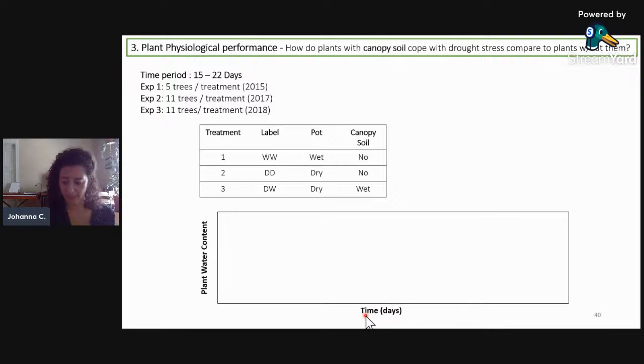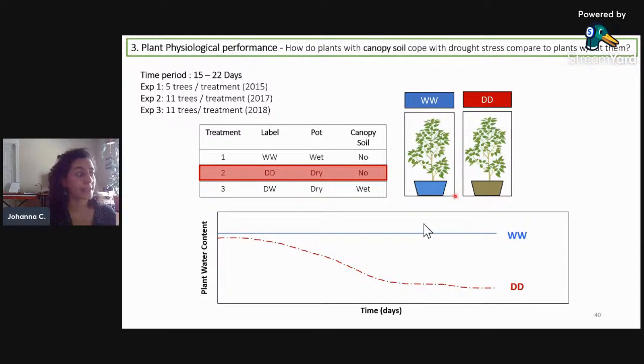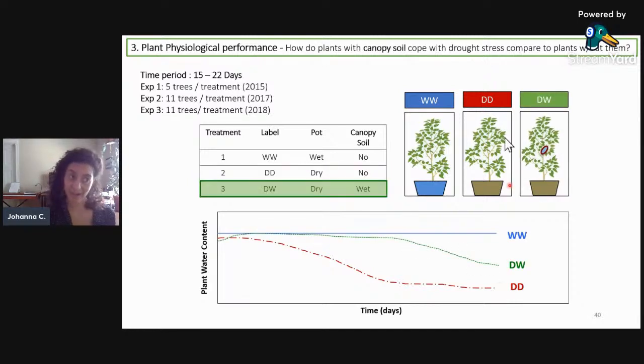We were expecting that the plants that were well watered would not change their plant water content. For the completely dry plants, the plant water content over time would tend to decrease because they don't have any water. But the plants with canopy soil, because they have water available at the canopy level, probably won't reach as low as the completely dry plants, and probably not as good as the well-watered plants, but in between. That's what we were expecting if the water from the canopy soil is helping them deal with drought.